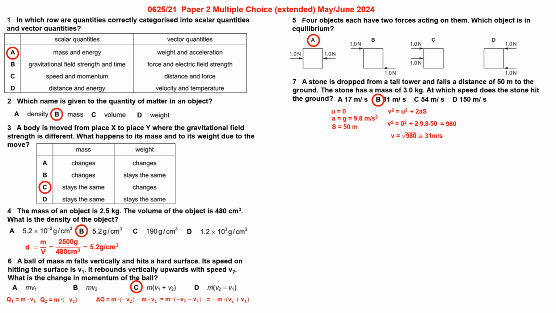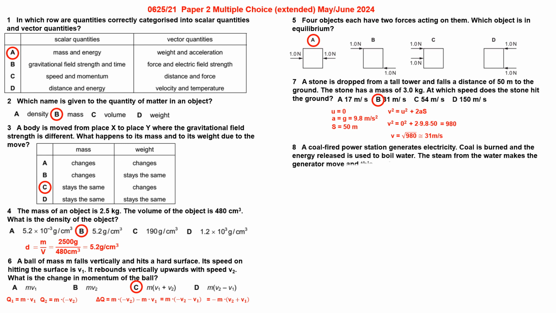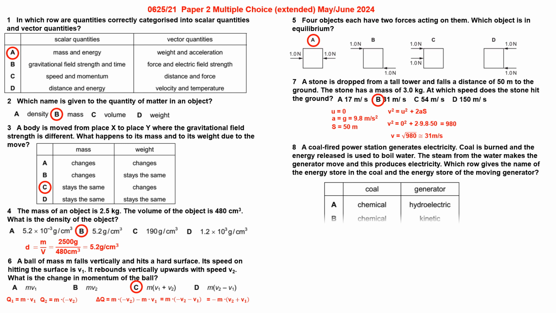Question 8. A coal-fired power station generates electricity. Coal is burned and the energy released is used to boil water. The steam from the water makes the generator move and this produces electricity. Which row gives the name of the energy store in the coal and the energy store of the moving generator?